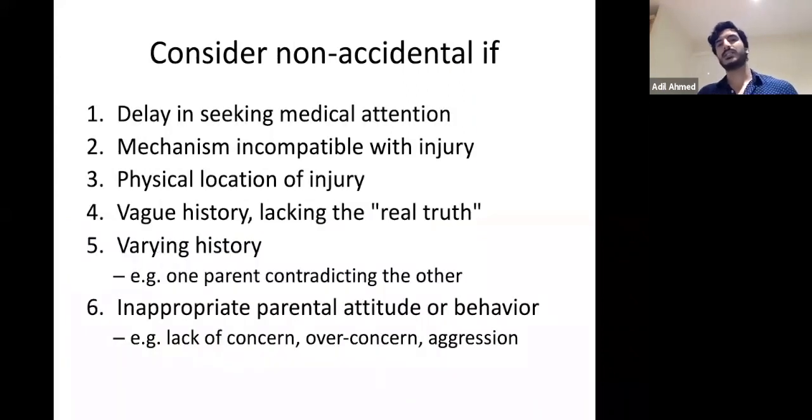Any non-accidental injury should be remembered for these things. So delay in seeking medical attention, mechanism which doesn't really fit with the pattern of injury, the actual location of the injury, a vague history, a varying history, or inappropriate parental attitude. And that can just take place in the form of a parent who's not really cooperating well, who's presented his child quite late, and sometimes just aggressive or a weird affect.